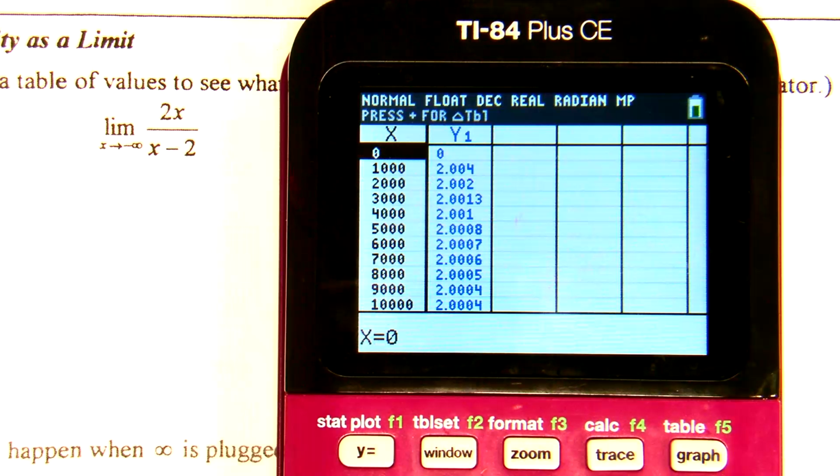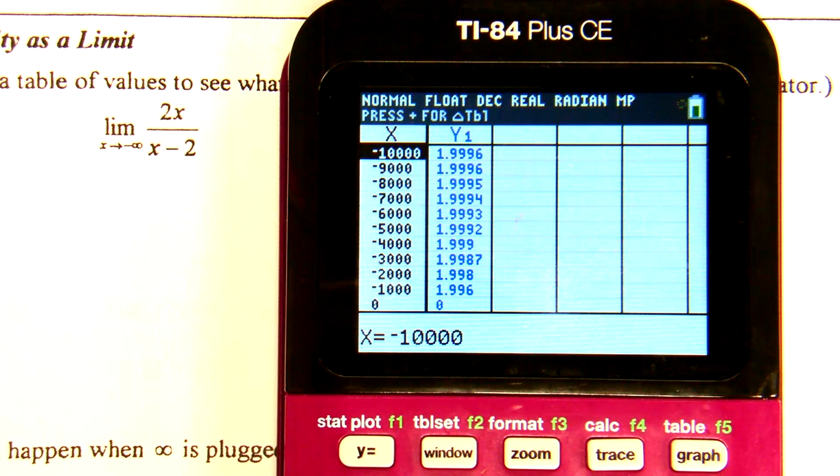Okay. Now, we want to know what's happening as x approaches negative infinity. I have it right now, my positives are showing. So can you arrow up?